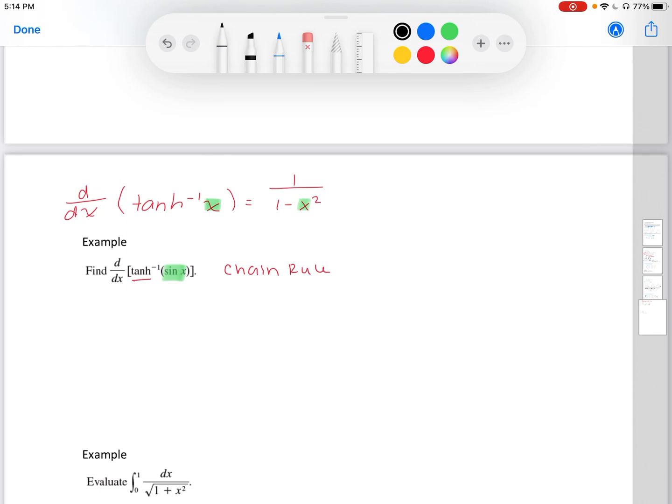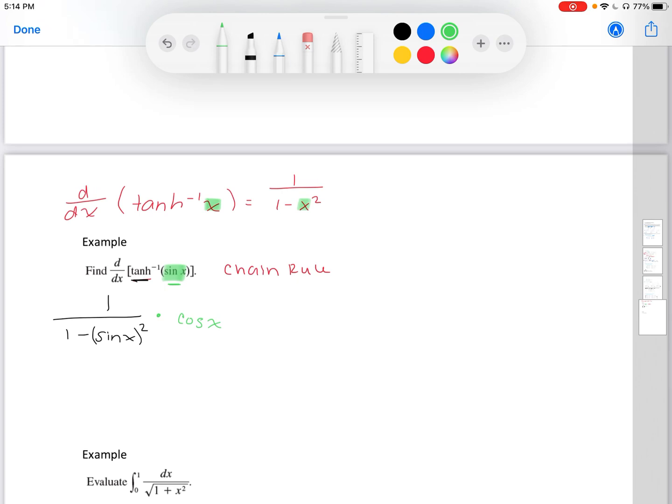So let's take the derivative of the outside. Let's take the derivative of our tangent. So our tangent would be 1 over 1 minus our argument squared, so that would be sine of x squared. That's our outside. Let's take the derivative of our inside. The derivative of sine is cosine. And we have it. That's our derivative.